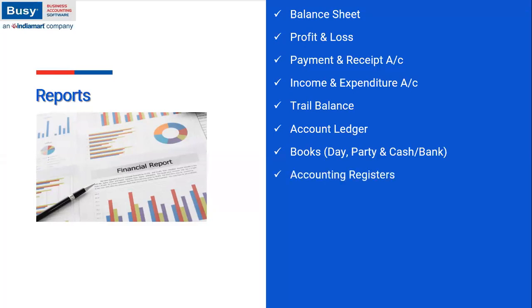Accounting register. We have three types of voucher in the Busy software. First is accounting voucher, second is inventory voucher, and third is dual voucher.